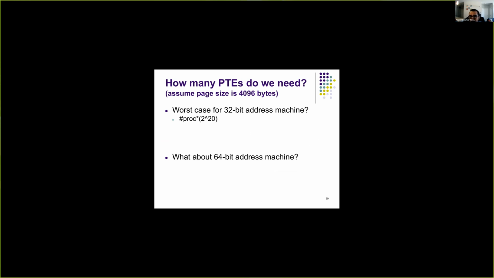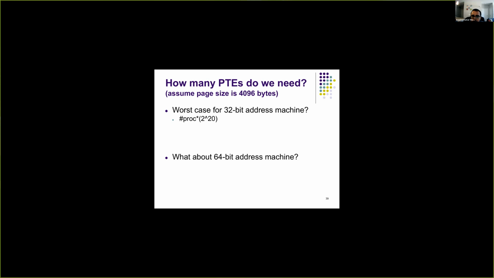So PTE stands for page table entry. Here, assume that each page is of 4 kilobyte size. That's the common page size that all operating systems use nowadays. So what's the worst case for a 32-bit address machine? That means, in the worst case, what is the amount of memory required by the operating system to store all the page table entries, right?